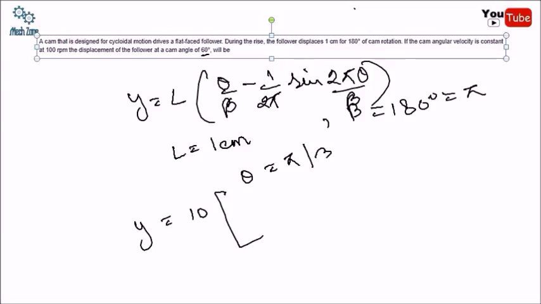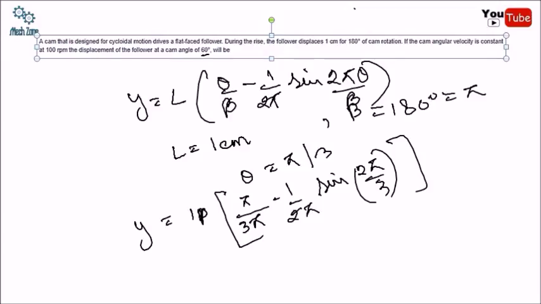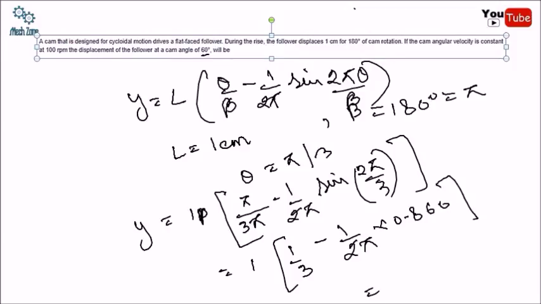Just a second, sorry, not 10, it should be 1 into theta upon beta, so it would be pi by 3 pi minus 1 upon 2 pi sine 2 pi by 3. Okay, now this would be 1 into pi upon 3 pi is 1 by 3 minus 1 upon 2 pi into 0.866. So this is coming out to be 0.195 centimeter.